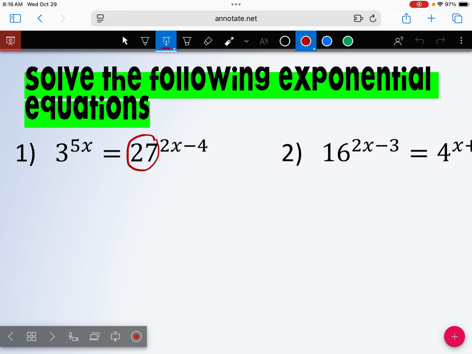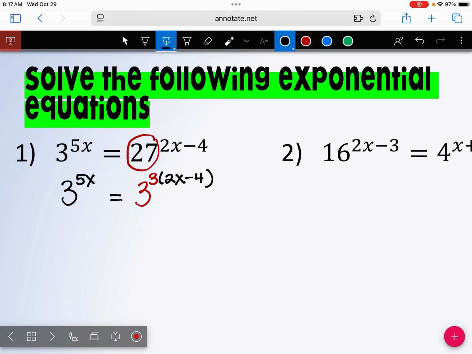27 is 3 to the what power? If you're not sure, just pick up your calculator and try it out. 3 to the first, 3 to the second, it is 3 to the third. So 27 is the same thing as 3 to the power of 3. So I'm going to bring down the exponent that was there, put it in parentheses, and this side doesn't change. The only thing I changed was I rewrote 27 as 3 to the power of 3.